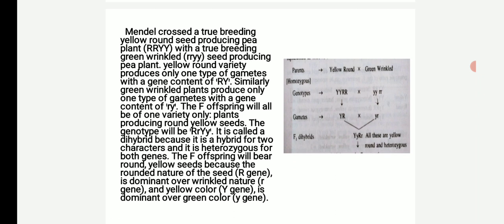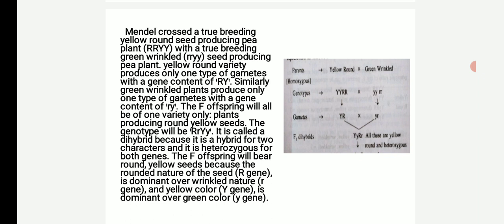Mendel crossed a true breeding yellow round seed producing pea plant with a true breeding green wrinkled seed producing pea plant. Yellow round variety of plant produces only one type of gametes with a gene content of capital R, capital Y. Similarly, green wrinkled seed producing pea plant produces only one type of gametes with a gene content of small r, small y. The F1 offspring will all be of one variety only, that is plants producing round yellow seeds.